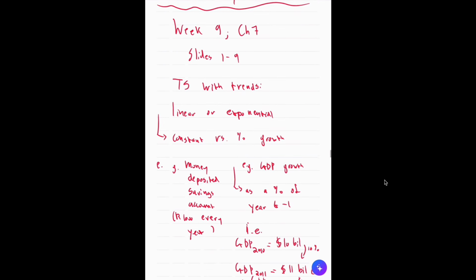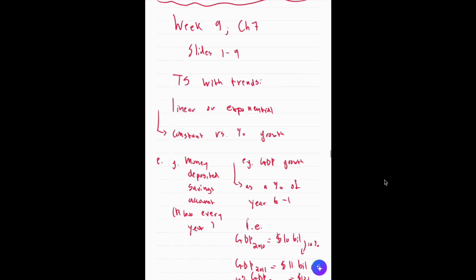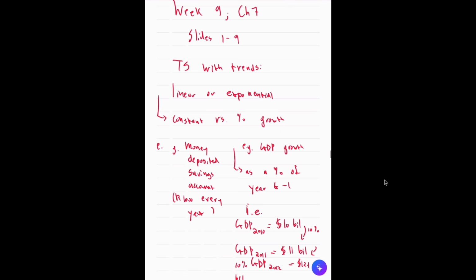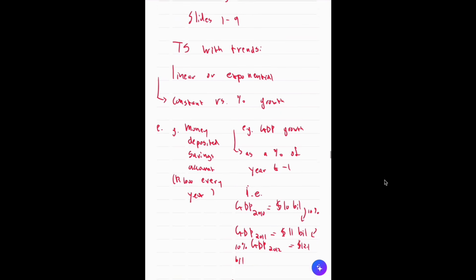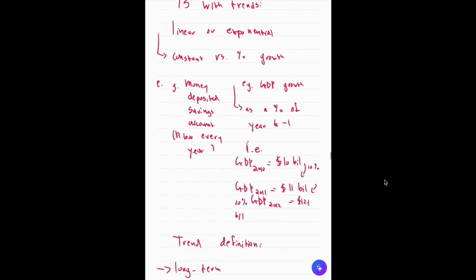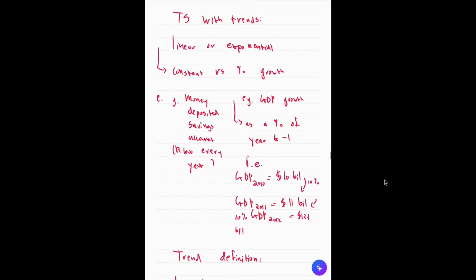And then let's quickly go here. So when we go to the second part, the other slides 1 to 9, still on time series but in week 9: when we have time series with trends, those trends can either be linear or exponential. So with a linear trend, you think of constant growth.